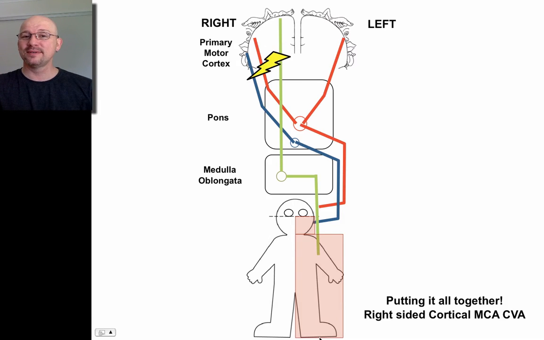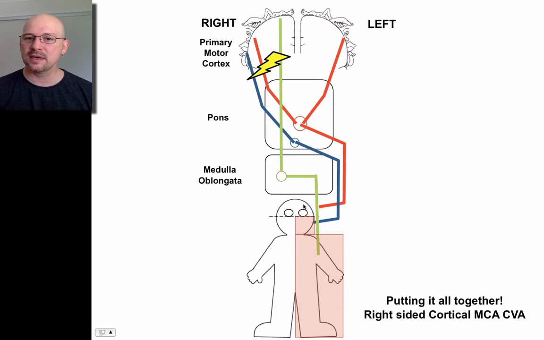And now you can see what I was talking about at the very beginning of the lecture. If somebody has a stroke, is it one side of the face and the same side of the body, or one side of the face and the other side of the body? Depends on where it is in the brain. If it is an upper motor neuron lesion, if we have a problem with the lesion being up here as opposed to down here, up here we get the same side of the face and the same side of the body. This is an upper motor neuron lesion, a right-sided cortical MCA-CVA.